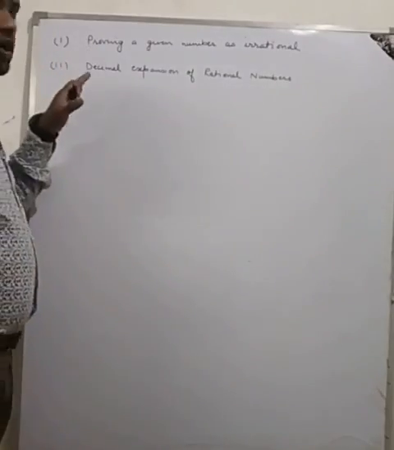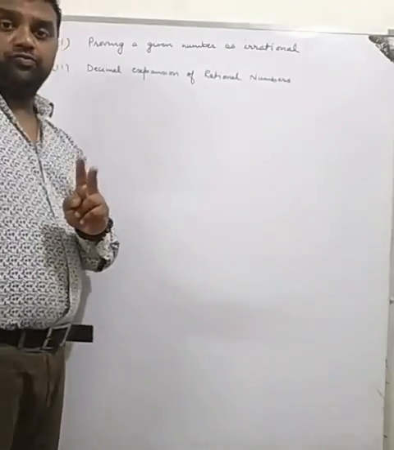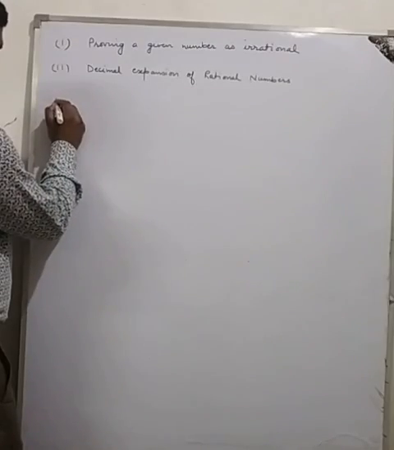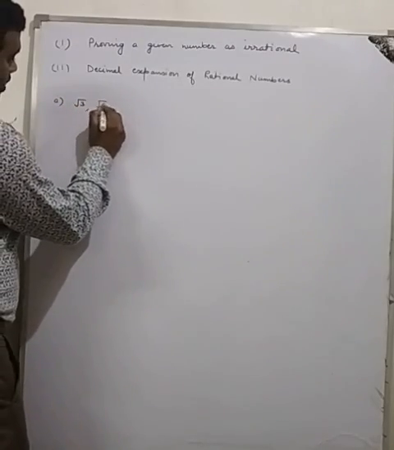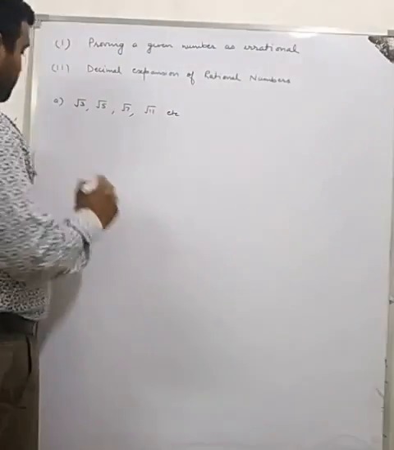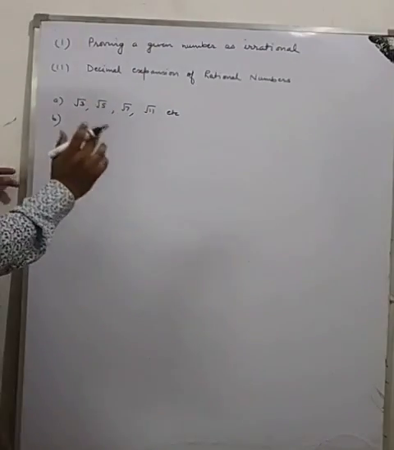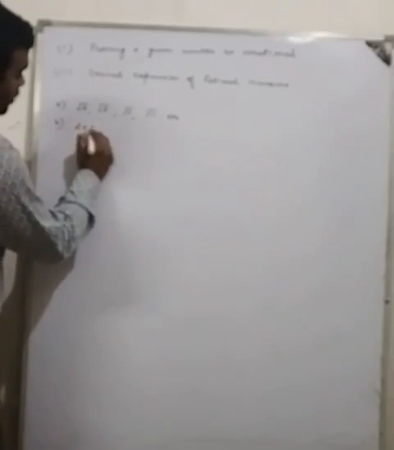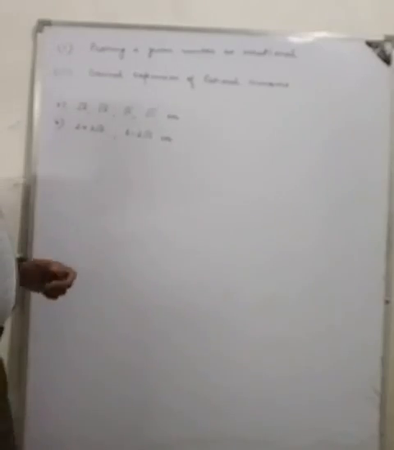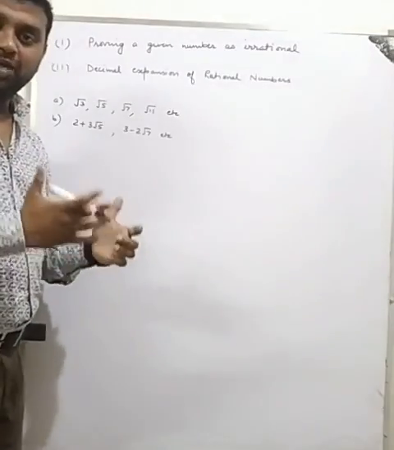So, in the first topic, proving a given number as irrational, there are two types of number which we will face. The first one is simple: root 3, root 5, root 7, root 11, etc. And the second one is a combination of rational and irrational numbers, like 2 plus 3 root 5, 3 minus 2 root 7, etc. Both we are going to prove using a method called contradiction method.